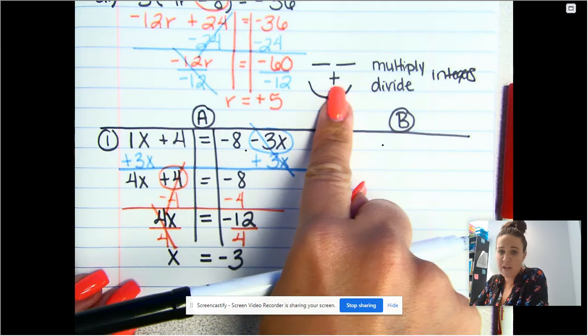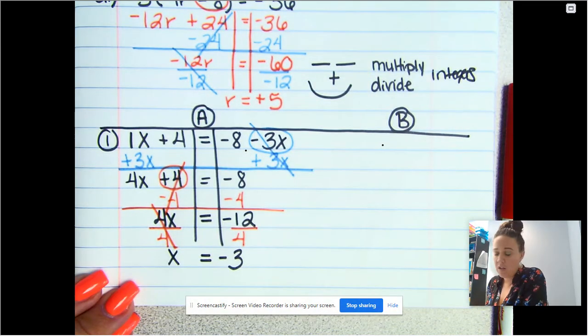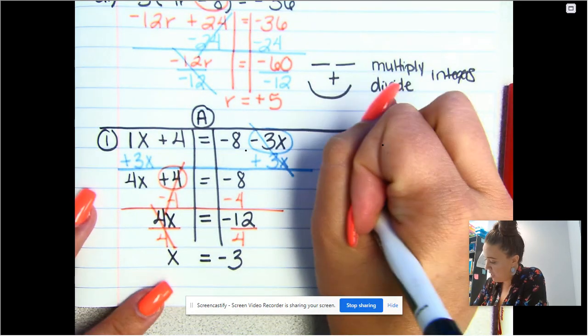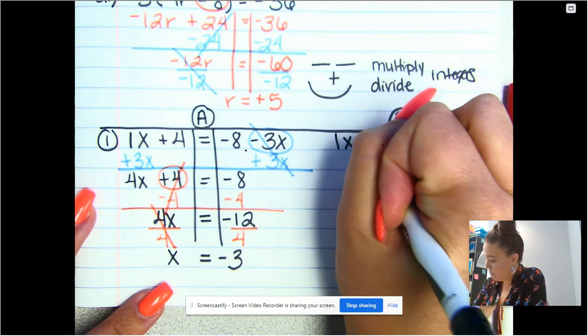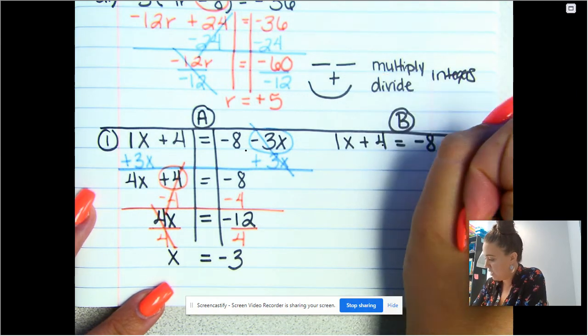Again, we can use integer man. Negative and a positive leaves me with a negative left. Okay, I'm going to go over another method or another way that you could have solved problem number 1 to show that there are multiple ways to get the answer.